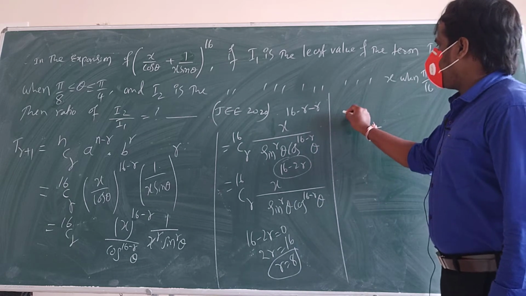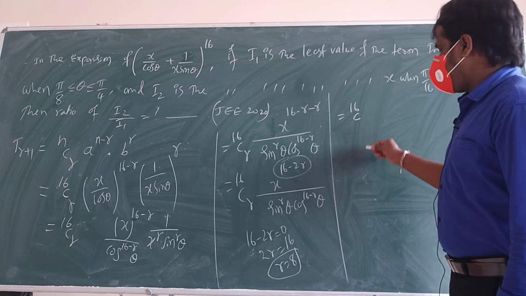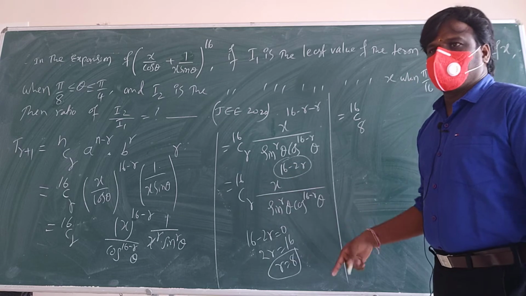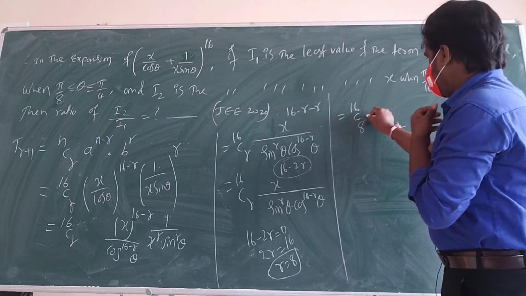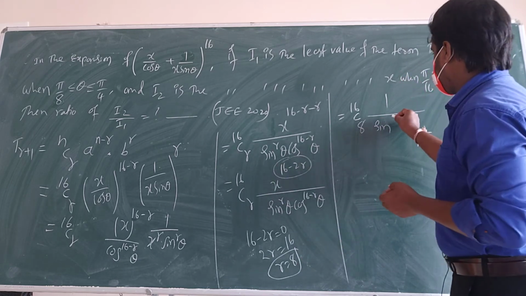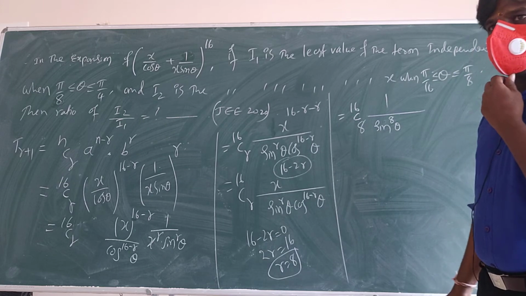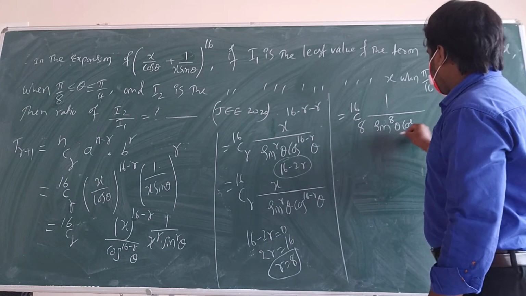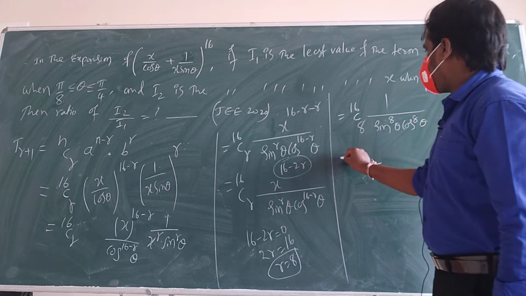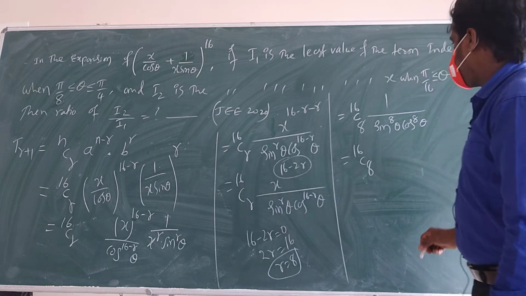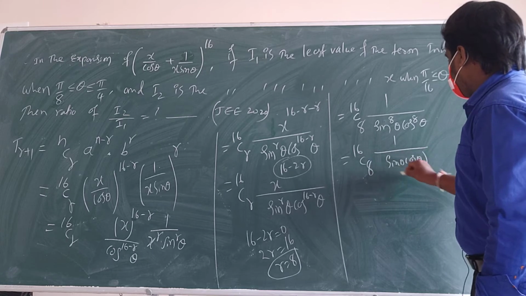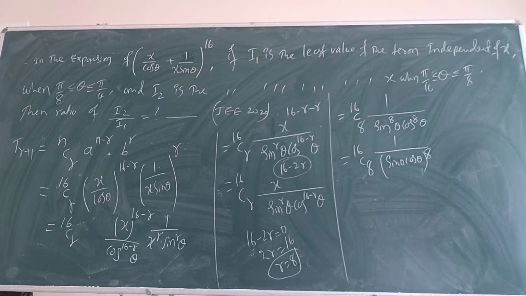Then what do I get as the independent term here? 16C8. x power 0 is 1, divided by sin power r θ, sin power 8 θ, r is 8, and I get cos power 16 minus 8 θ. It means I got 16C8 times 1 upon (sin θ cos θ) to the power of 8, correct?